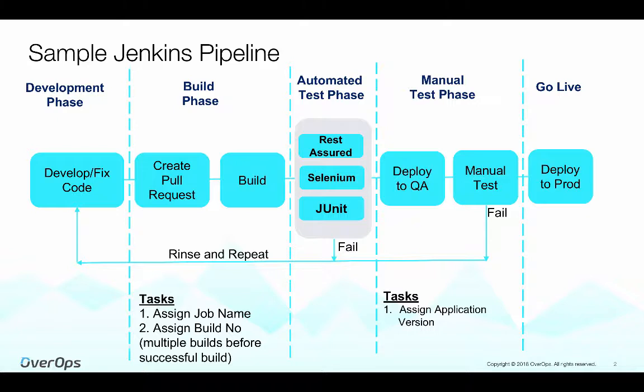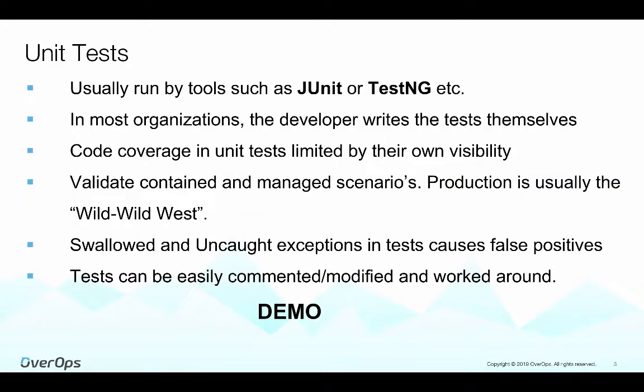First, let's look at a sample Jenkins pipeline. Usually you have multiple phases: the development phase, a build phase, an automated test phase, a manual test phase, and finally a go live. As part of the automated test phase, you usually have multiple automation tools: REST Assured, Selenium, and unit testing tools such as JUnit or TestNG.